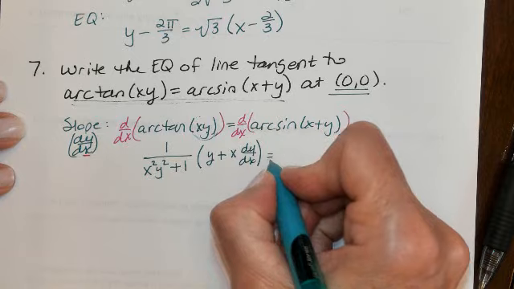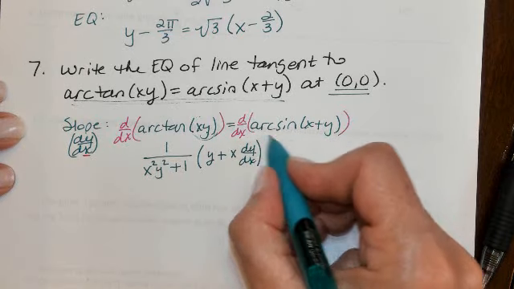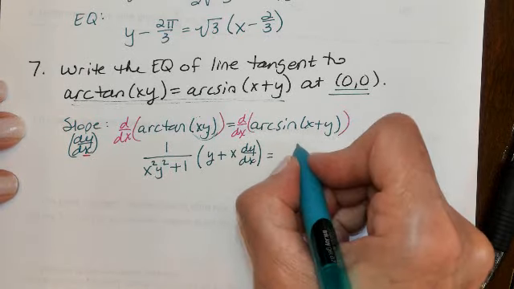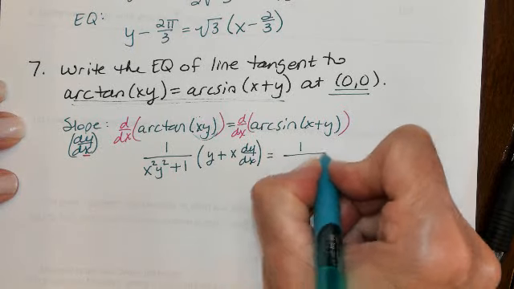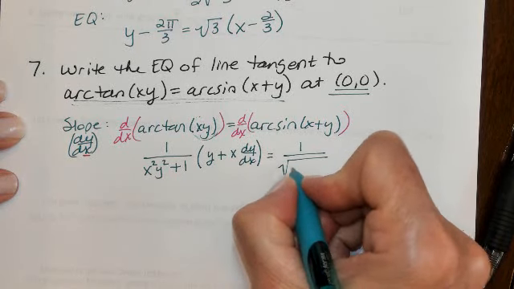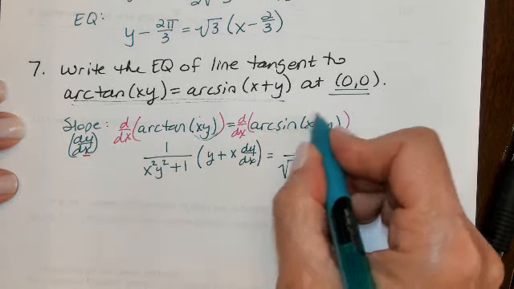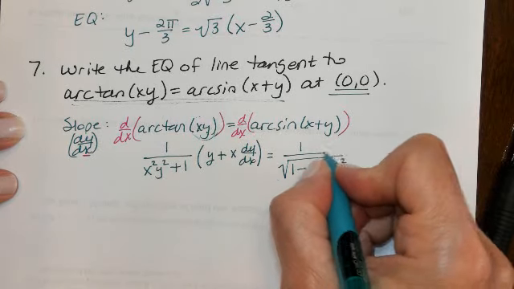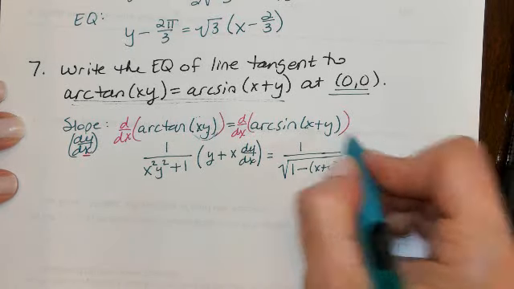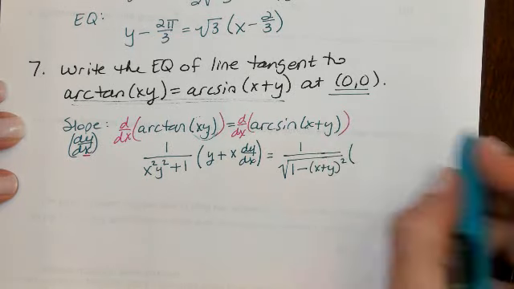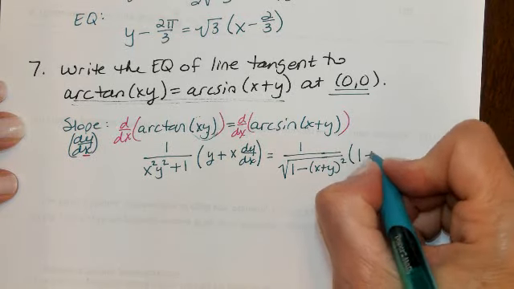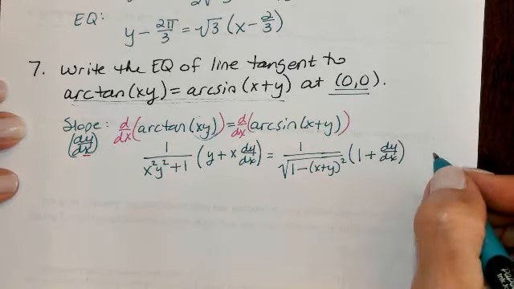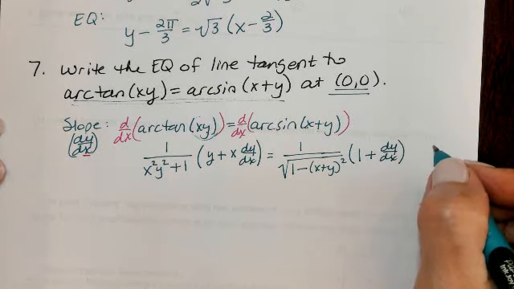Okay? And that's going to equal, now we need the derivative of this side. So that's going to be 1 over square root of 1 minus this squared, right? So x plus y squared, times the derivative of x plus y. What's the derivative of x plus y? 1 plus dy dx. Okay?